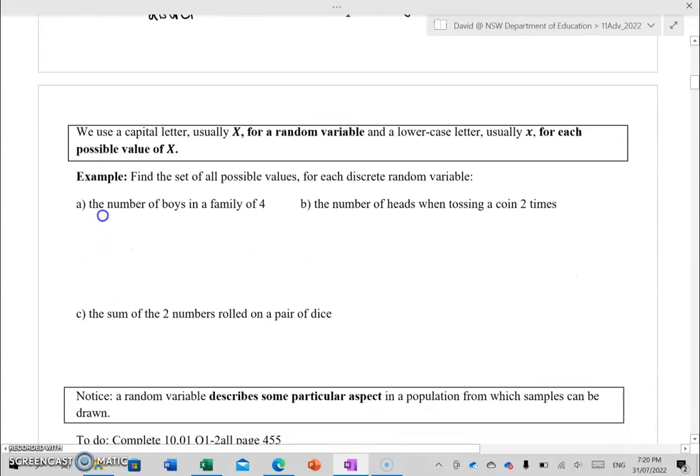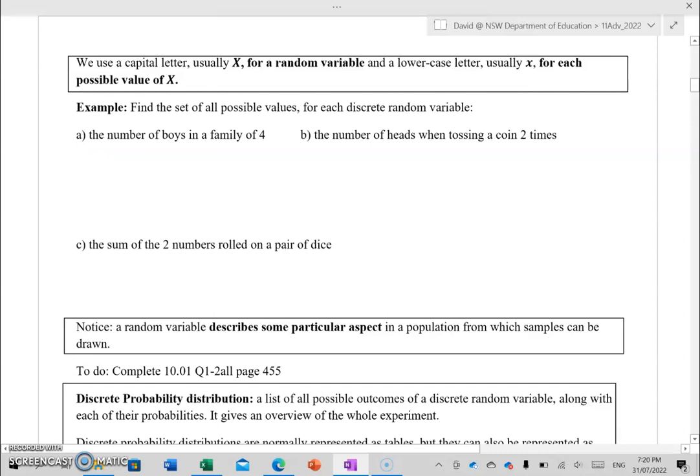Okay, page 2. For the random variable, we're going to use the capital letter, usually X. The random variable basically covers all possible values, and then we use a little x for a particular value. So capital X is kind of like everything, and little x is a particular value. So find the set of all possible values, that is, find the set of X for each discrete random variable.